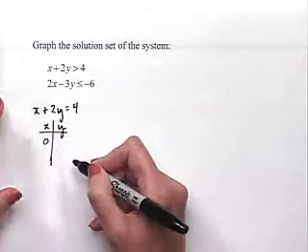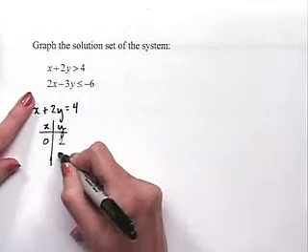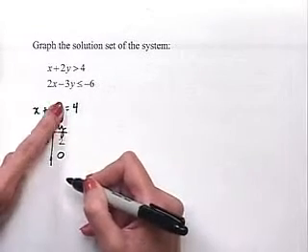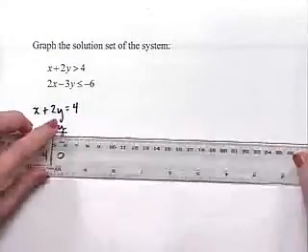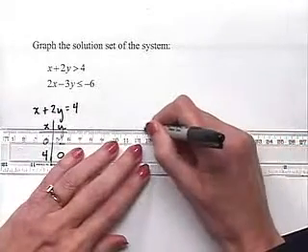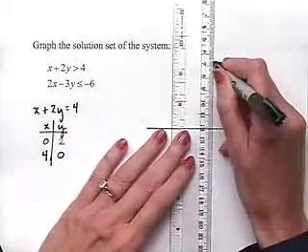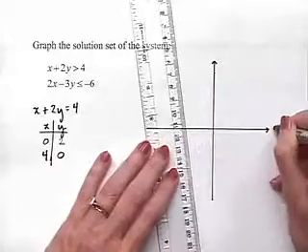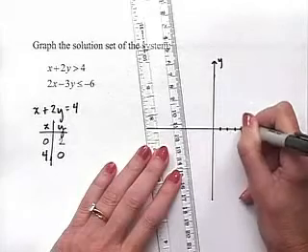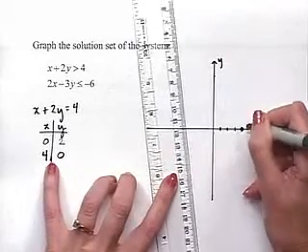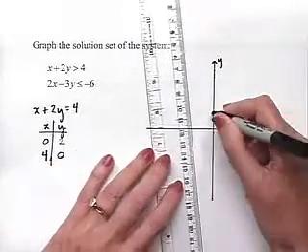If x is equal to 0, then we're solving the equation 2y equals 4, and y would have to equal 2. If y is equal to 0, then we're solving the equation x equals 4. Now there's not much to solve. We get x equals 4. So let's start by plotting those 2 points and graphing that inequality. Let's make some marks. We have 1, 2, 3, 4. We can plot our x-intercept. We have 1, 2. We can plot our y-intercept. Here's our x-intercept and our y-intercept.